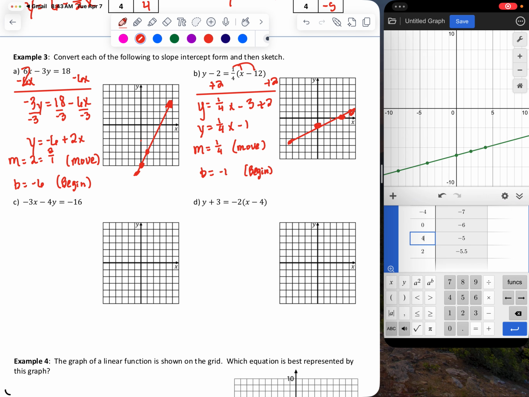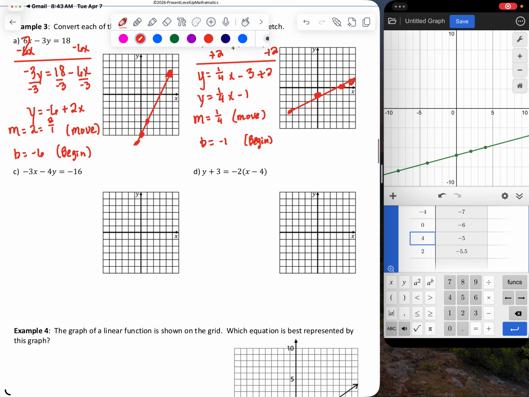All right, problem B. We have negative 3x minus 4y equals negative 16. So I want to move the x term. So I'll add 3x to both sides. And that's going to leave me negative 4y equals negative 16 plus 3x. Now divide everything by negative 4. So y equals negative 16 divided by negative 4, positive 4. 3 divided by negative 4 is negative 3/4 x.